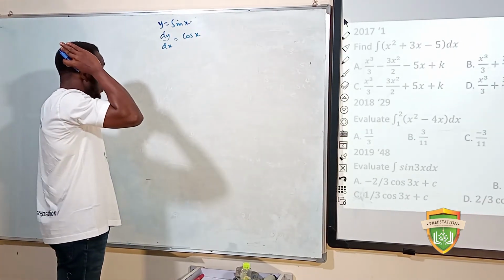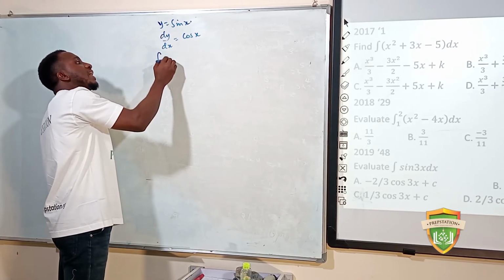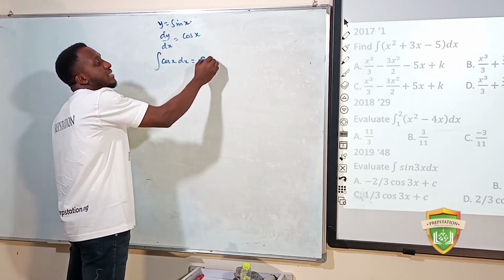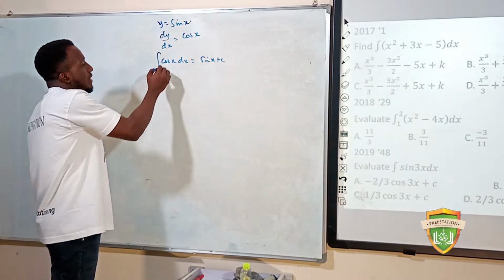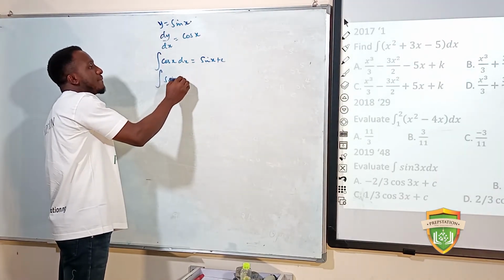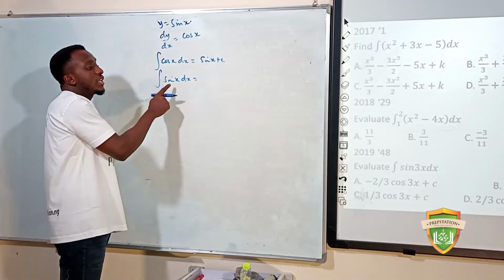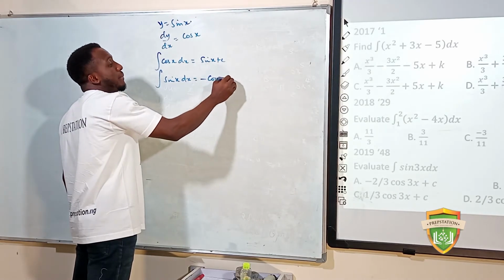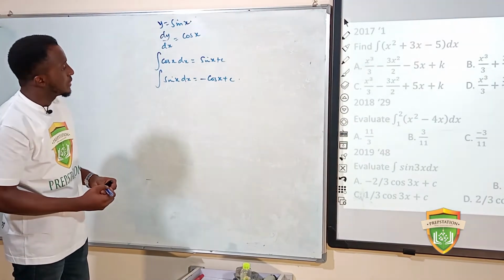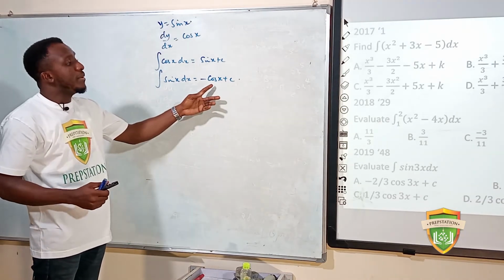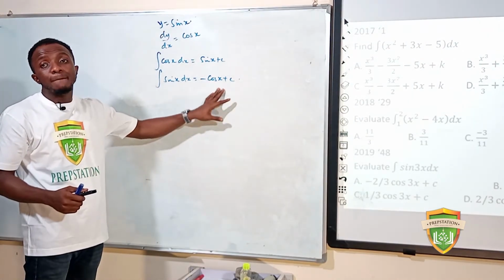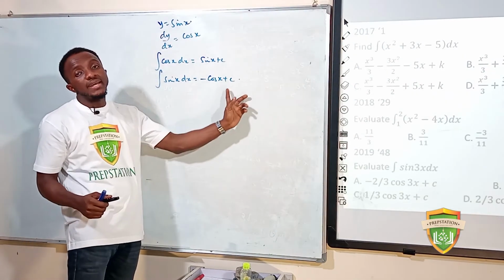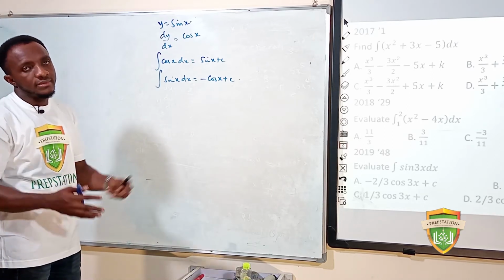So take note of that. If I integrate cos x with respect to x, it should give me sine x plus c. If I integrate sine x with respect to x, this would not give me cos x. Rather, it will give me minus cos x plus c. Why, Mr. McCollings? Quite simply, remember that if you differentiate cos x, you get minus sine x. So that's why if I integrate sine x, I'll get minus cos x plus c. Are we okay with that? I believe that is fine.